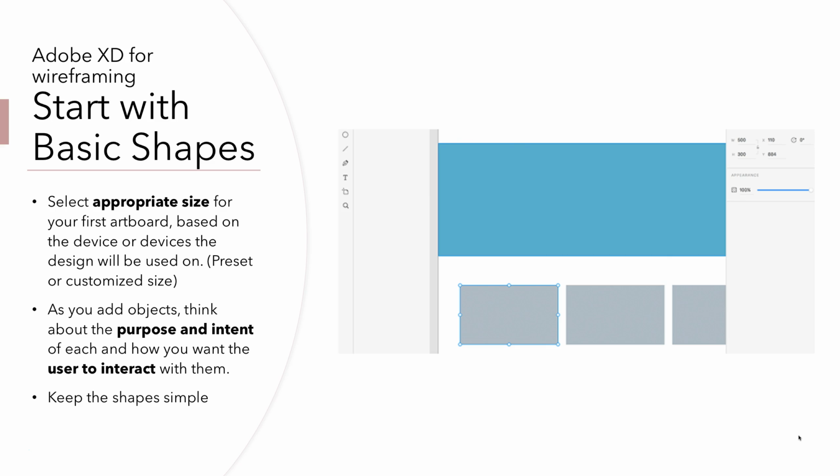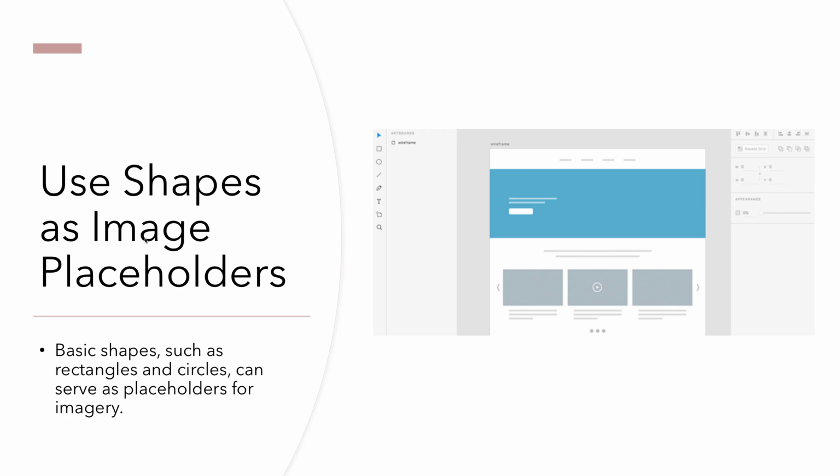As you add the objects, think about the purpose and the intent of each one and how you're going to want the end user to interact with it, and keep this very simple. So a header and a few pictures. This is step 1. You're also going to use shapes as placeholders for future photos. Rectangles or circles can serve as that. You can see right here we have some basic rectangles, but with the left and right icons and the play icon, I think we can all guess that this is going to be an image gallery that we can play through, either using the buttons or the play symbol here, or the red left and right buttons.